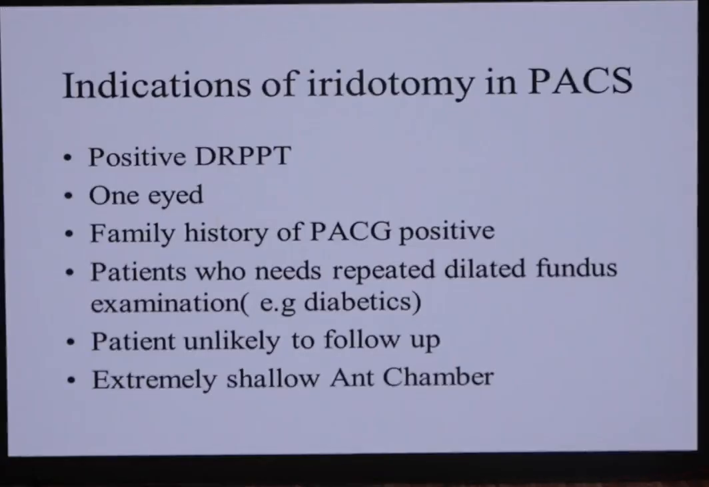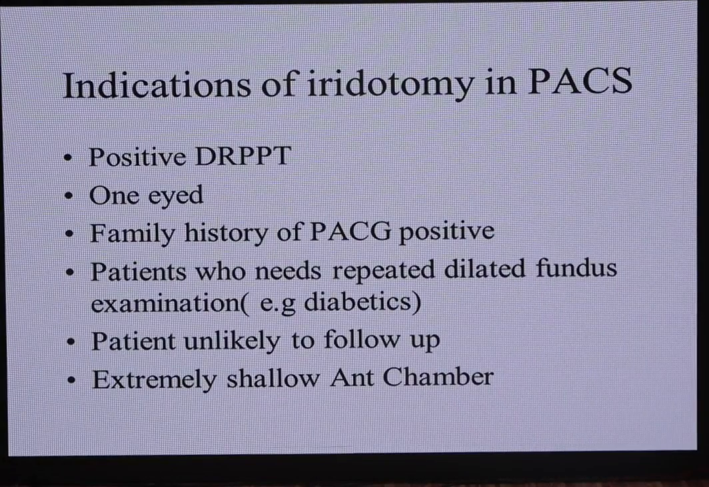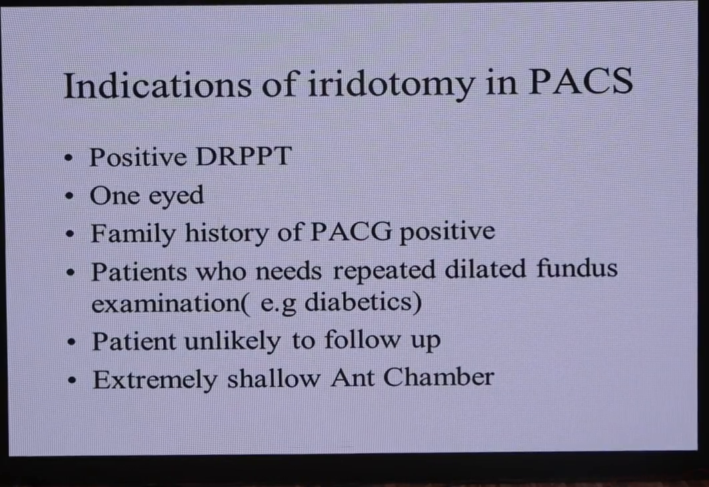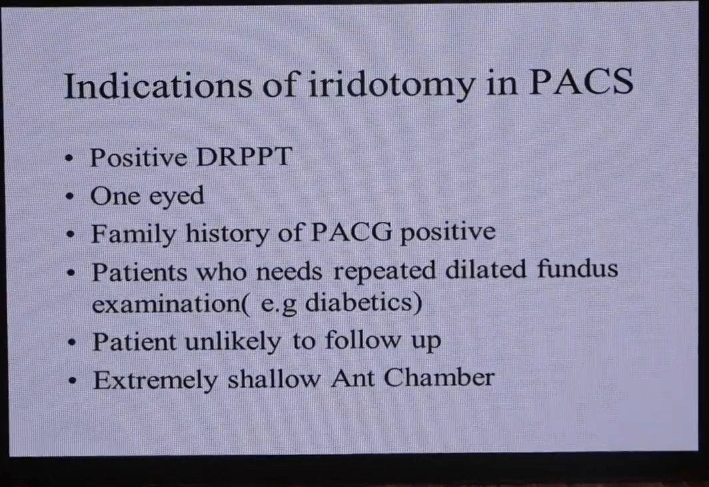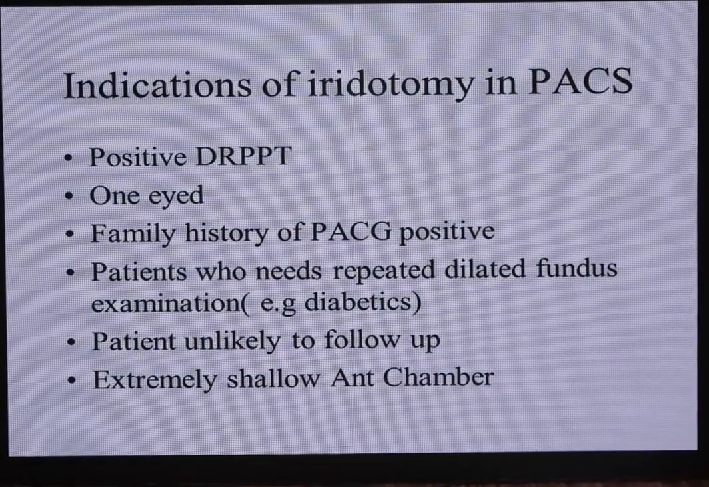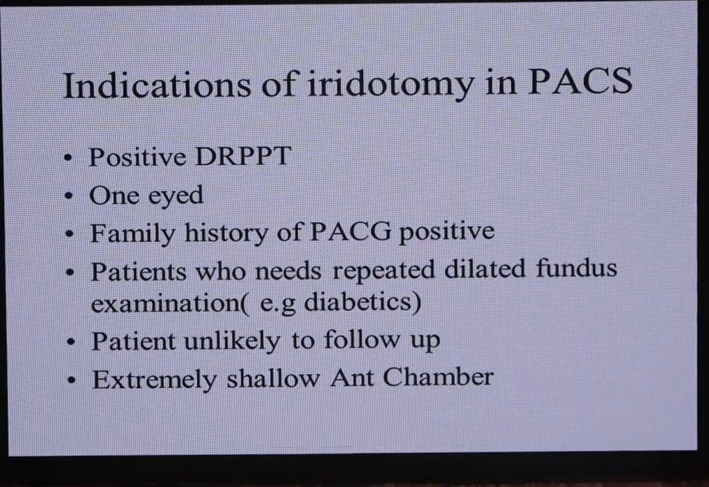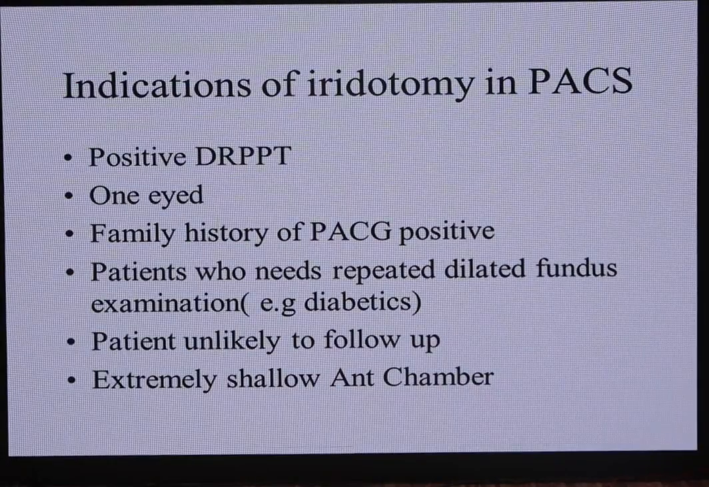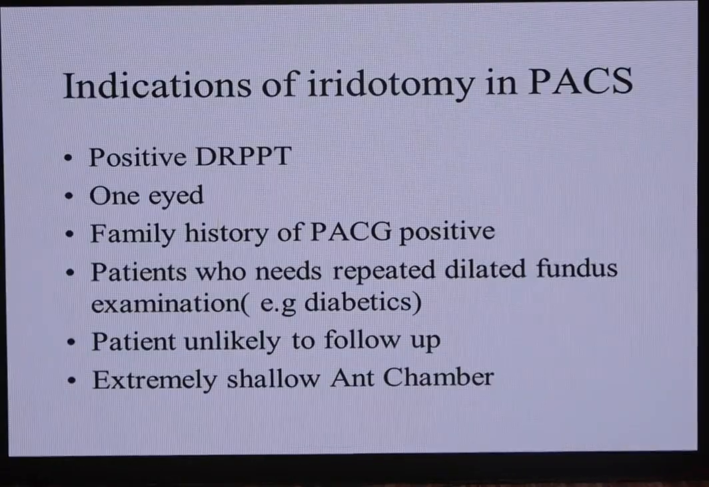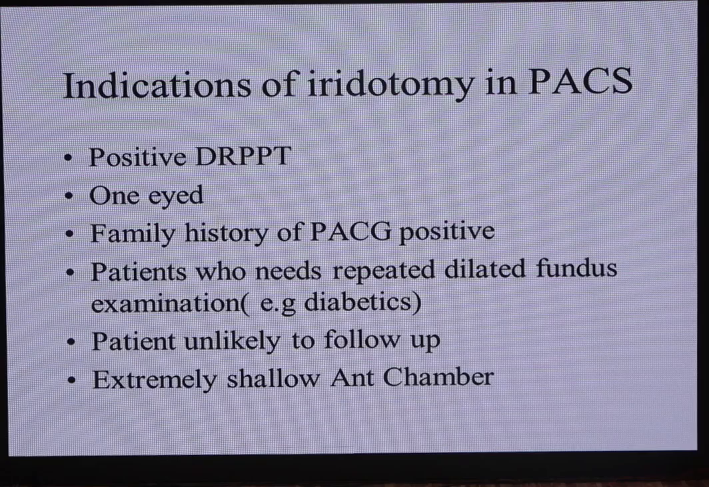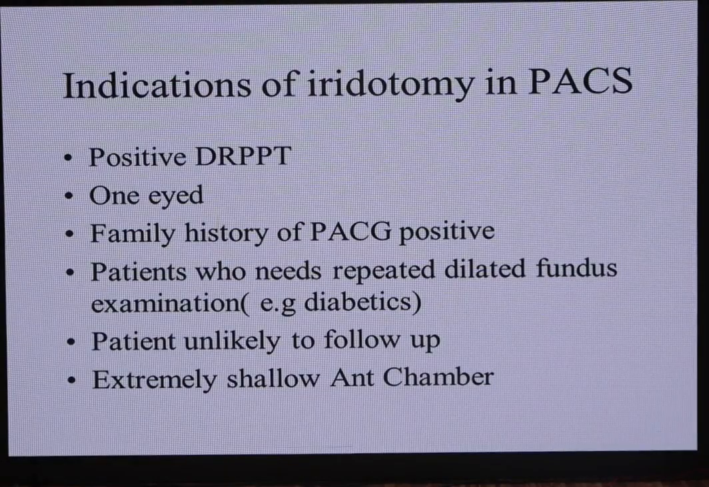The one-eyed patients, again, these are high-risk patients, and probably you should err on the side of doing an iridotomy. Those who have a family history of angle closure are another group of PACS patients who could consider getting an iridotomy done. Patients who require repeated dilatations of their eyes for fundus evaluation, either uveitis or diabetes, again require an iridotomy. Patients who are unlikely to follow up, and then of course there are those who have very shallow anterior chambers which you think can have some problems.